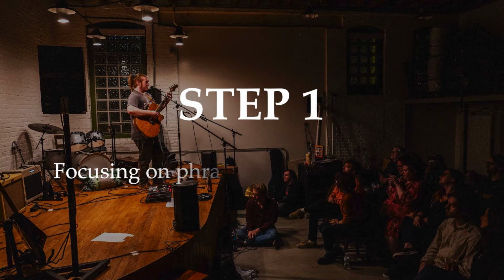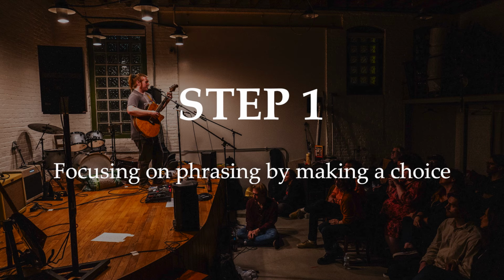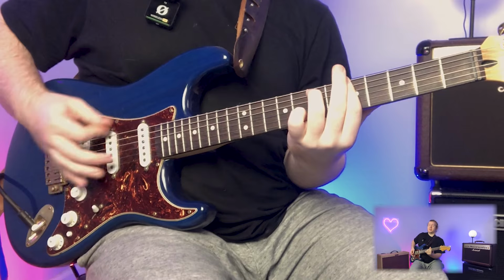Step 1 is focusing on phrasing by making a choice. To make a choice, we have to know what our options are. So to start with, the 2 most basic options would be to find the 2 most basic notes you can pick playing over any given chord. Let's use A minor, for example.